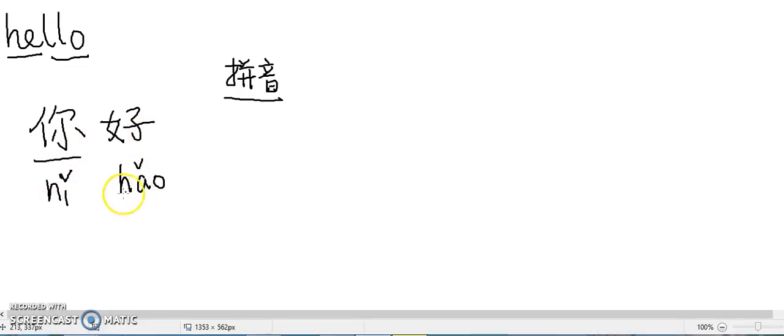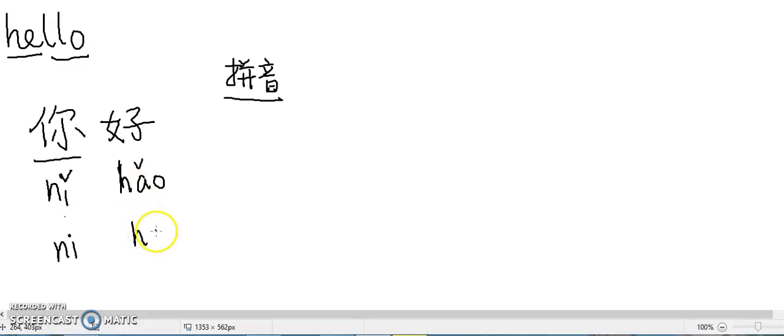A lot of the pronunciations of the letters are kind of similar to English, but not all of them. For example, in ni, n is similar to the English pronunciation of n. And this i is a little different. Instead of having I, we have e. So n, i, ni. Without an accent mark, in Chinese we would probably pronounce it as ni. But with the accent mark, you have to change the tone.